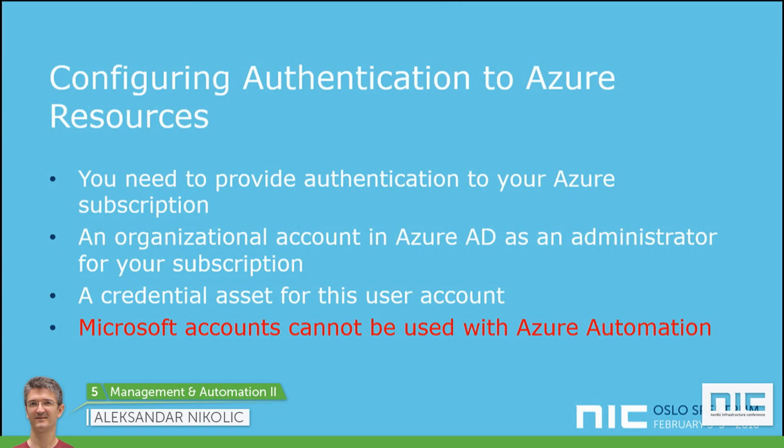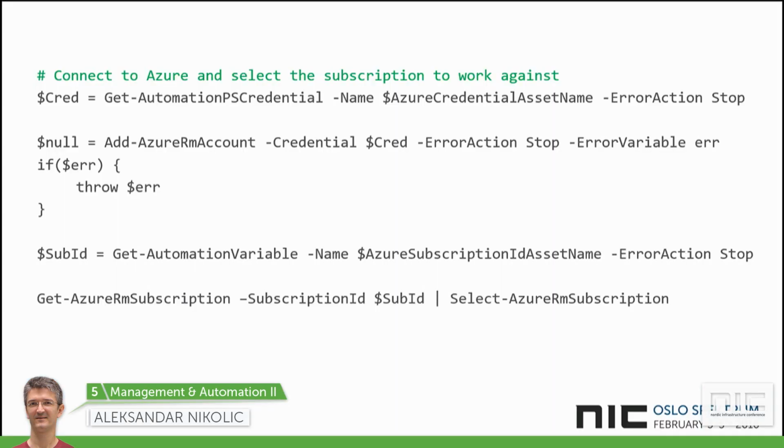It doesn't work even when you go to PowerShell and you try to use Add-AzureAccount or Add-AzureRmAccount with the credential parameter. If you pass your Microsoft ID credentials, they will not work, okay? So how does that look usually in code? You need to use the Get-AutomationPSCredential activity. That activity exists only in the runbooks, and that will get you information about your asset.